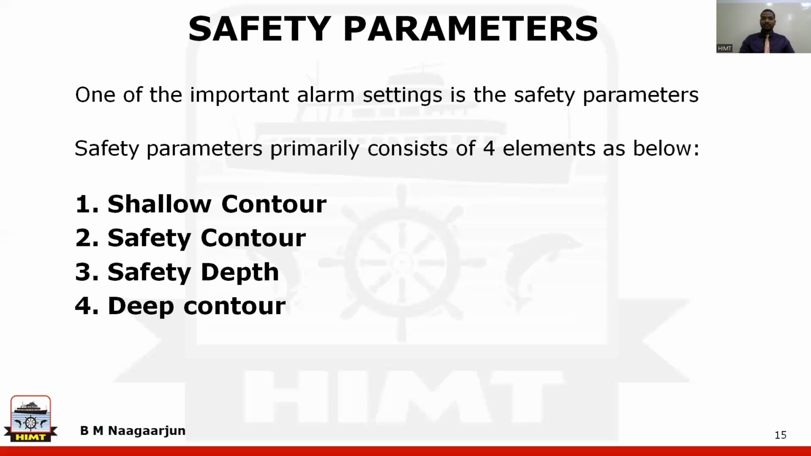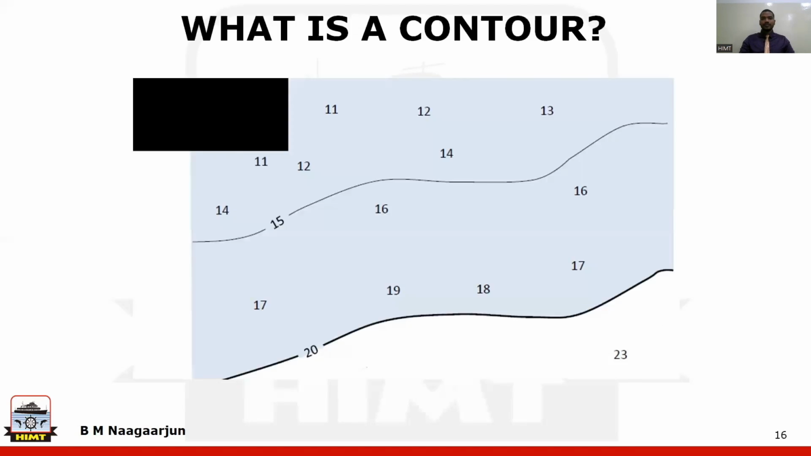The calculation and the formula part of it, we'll have a look at it later. But for now, it's better to learn these parameters in this particular order for ease of use. Let's first have a look at what is the meaning of the term contour. A depth contour is a line joining the same or similar depths.